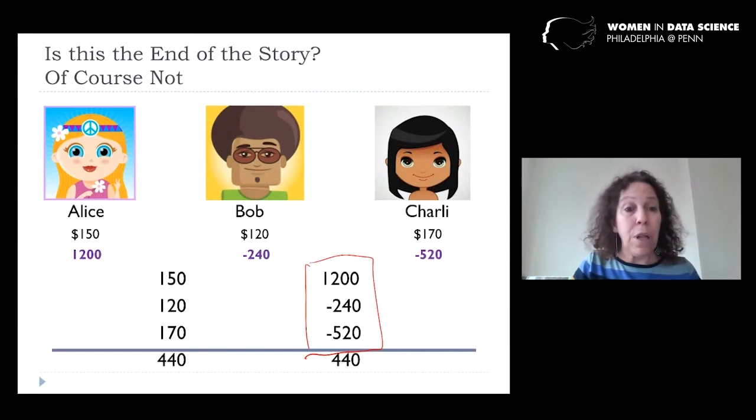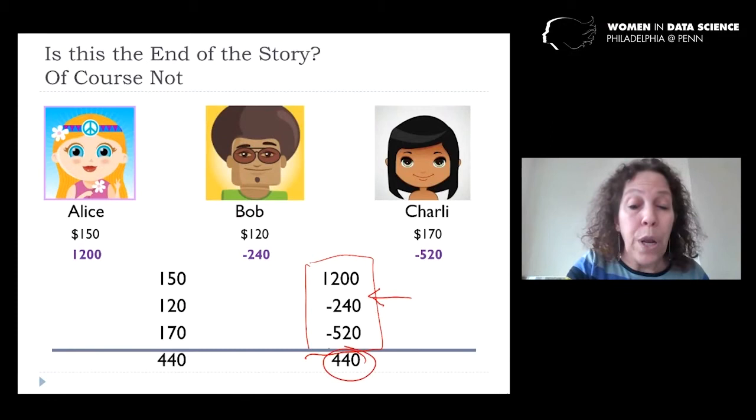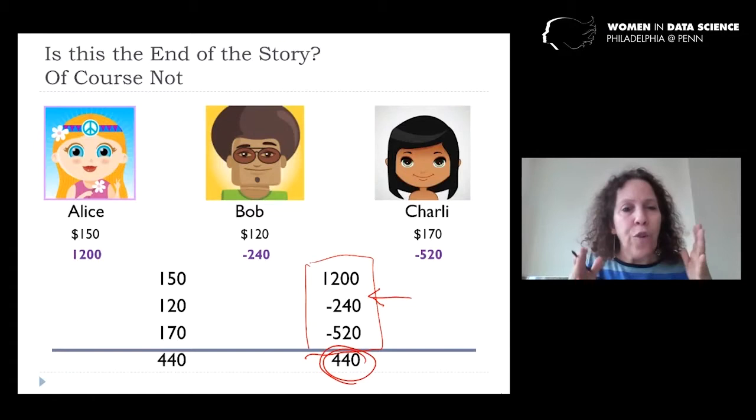The magical thing is that when you add these numbers, you get 440, which is exactly the sum of their salaries. So here, through this magical process, we manage to learn the sum, 440, but we know nothing about any one of the individual salaries.